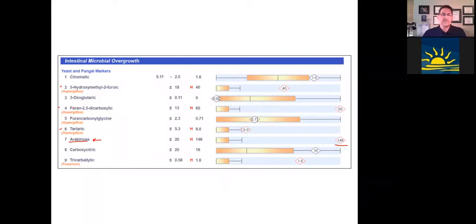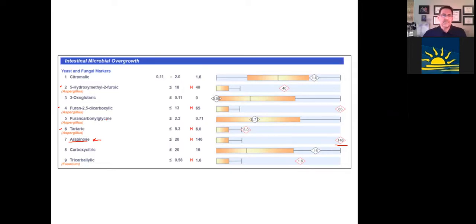Now, one thing to keep in mind is that when you get an elevation of 2, 4, or 6, or even 5, which this person's is normal, it's indicating Aspergillus mold colonizing within the digestive system. And we all can be exposed to Aspergillus. We swallow the spores, and if those spores get into the gut, they can colonize and grow, and then you get a production of these organic acids that is reflective of that exposure.